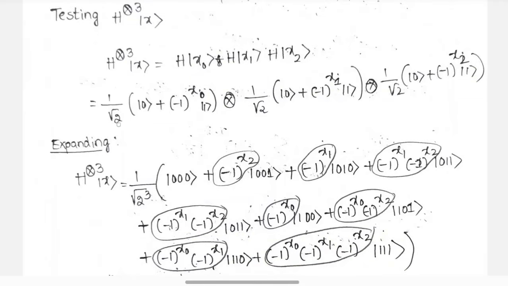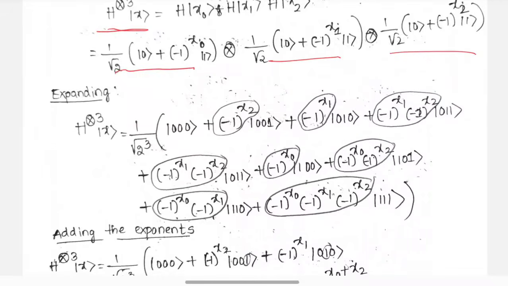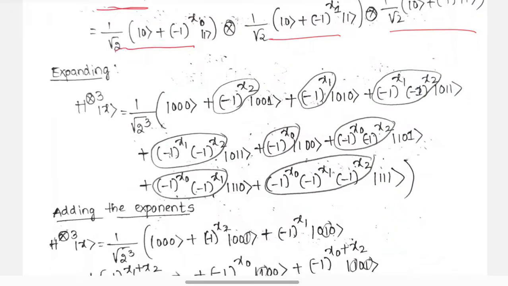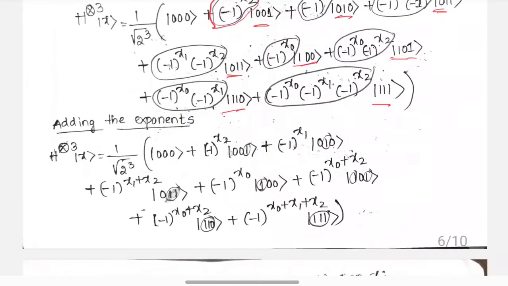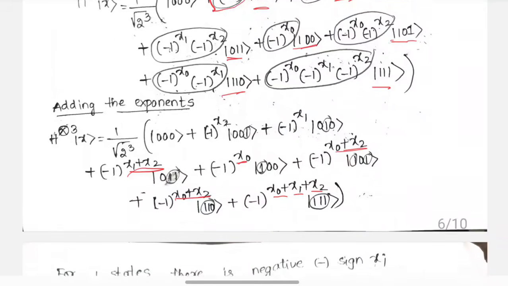Please look, I have expanded h of 3. This is how the expanded qubits look. And now what I have done is the tensor product. If you observe here, when 1 comes in the qubit, or 1 comes in the superposition, this coefficient comes, right? So if I add up all those coefficients, I end up getting x2, x1, x1 plus x2, x0, x0 plus x2, x0 plus x2, x0 plus x1 plus x2, right?